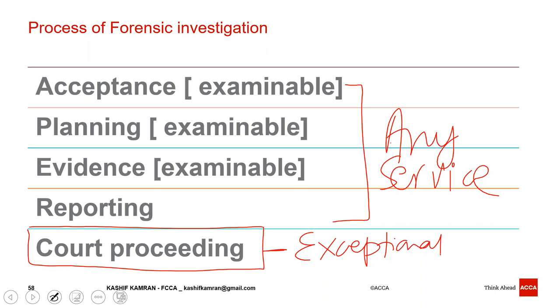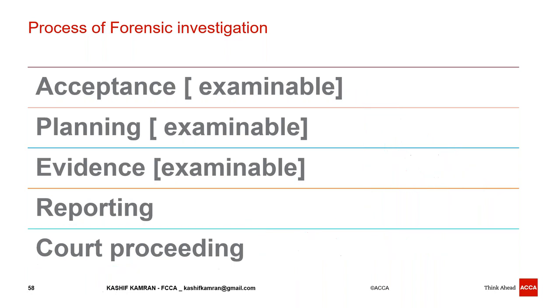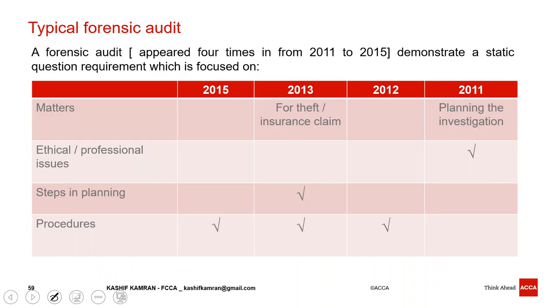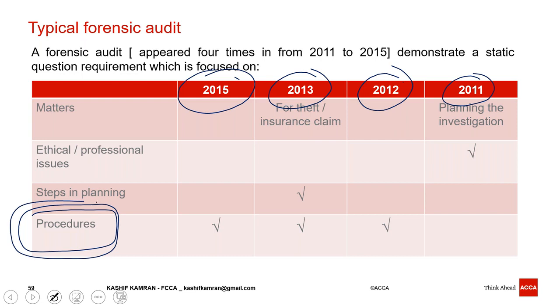Okay, exam paper. When you look at an exam paper on forensic, this grid in front of you tells you what has been part of the exam paper. Interestingly, look carefully at the grid. Forensic has come in 11, in 12, in 13, and in 15. In all four instances, thrice, forensic had procedures: in 15, in 13, in 12.